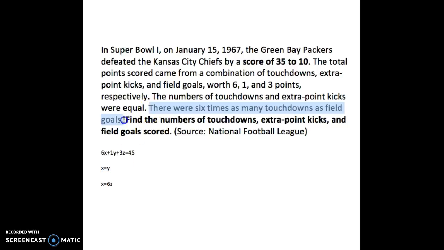Then I go to the next sentence, which is: there were 6 times as many touchdowns as field goals. How do I write this mathematically? My touchdowns were x and my field goals were z. There are 6 times as many touchdowns as field goals, so the translation of the sentence would be x equals 6z. And we get our third equation.